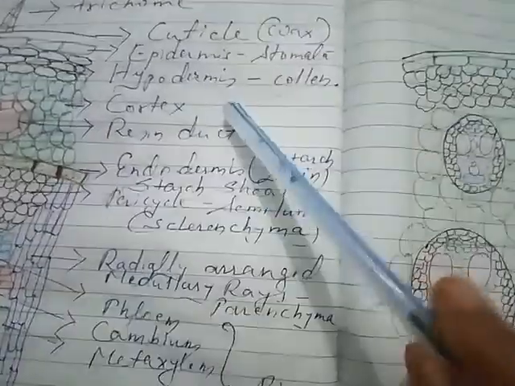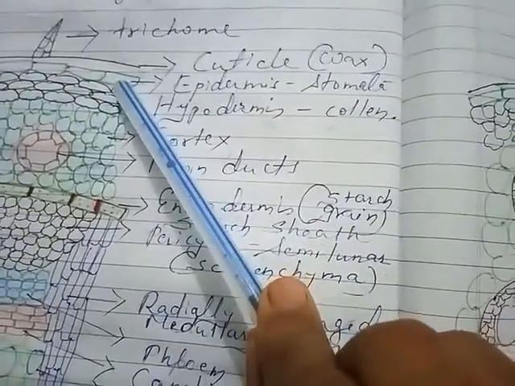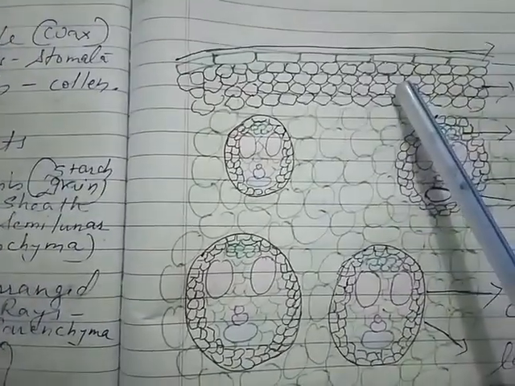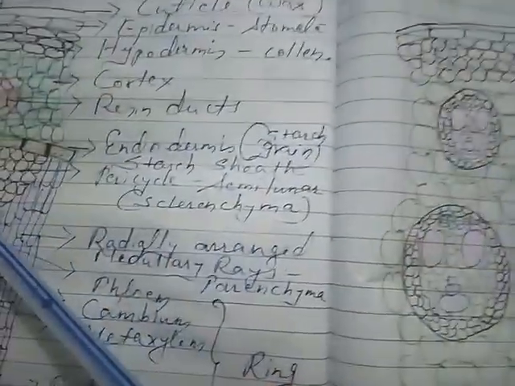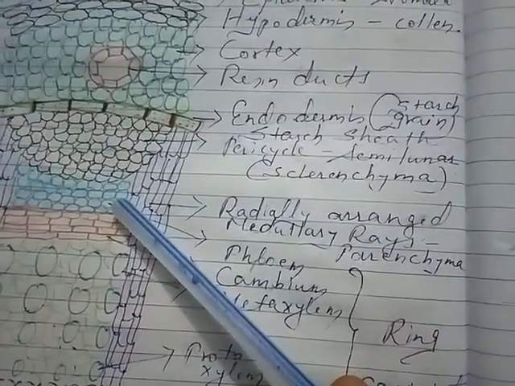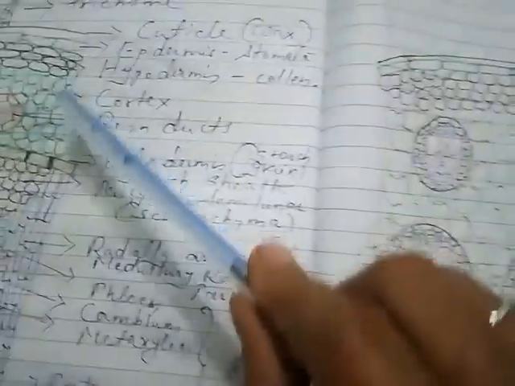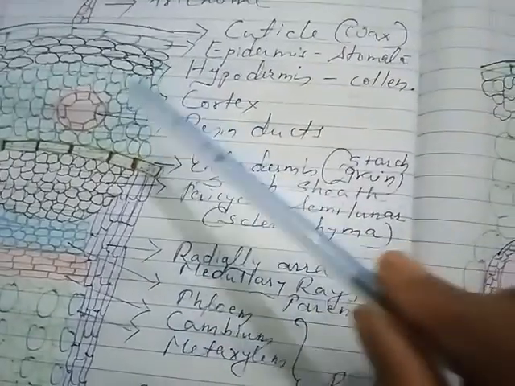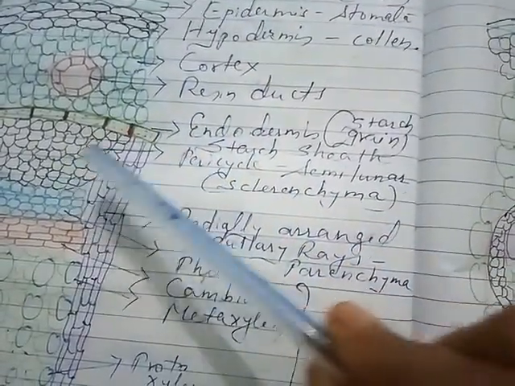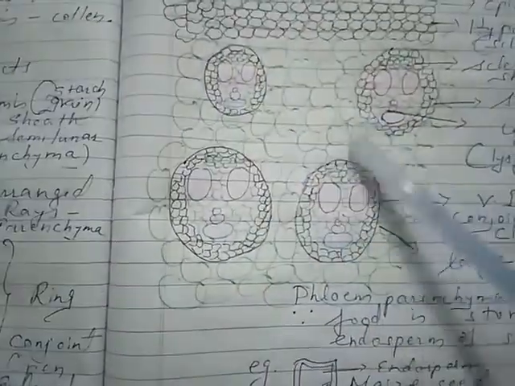So what is the difference between dicot stem and monocot stem? Here hypodermis is made up of parenchyma, here hypodermis is made up of sclerenchyma. Here vascular bundles will be arranged in the form of a ring, here vascular bundles are scattered. Here the ground tissue is classified into cortex, endodermis, pericycle, medullary rays. Here in this case ground tissue is not differentiated.